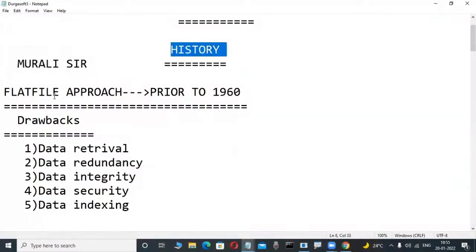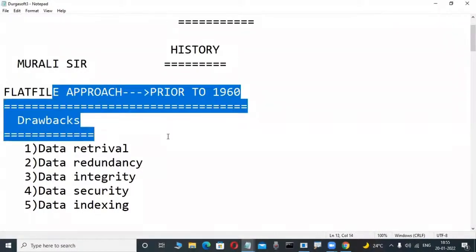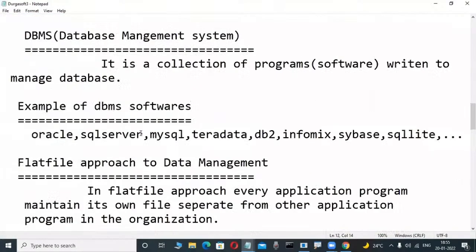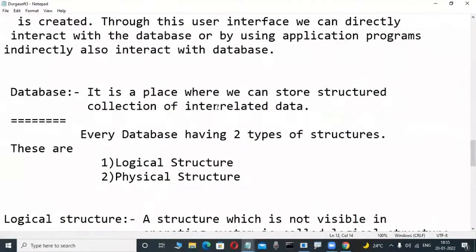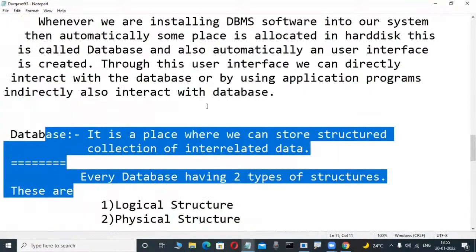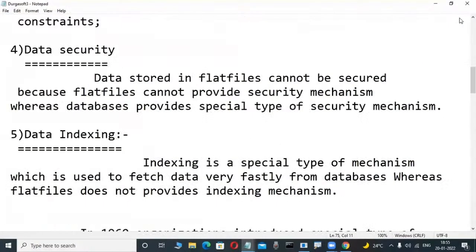In the olden days, the flat file approach was there. What the drawbacks were, we learn in the middle of the course. Then what a database is, and what the differences between DBMS and RDBMS are. These are all things we learn one of these days.